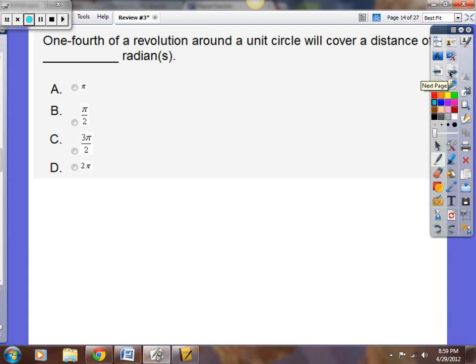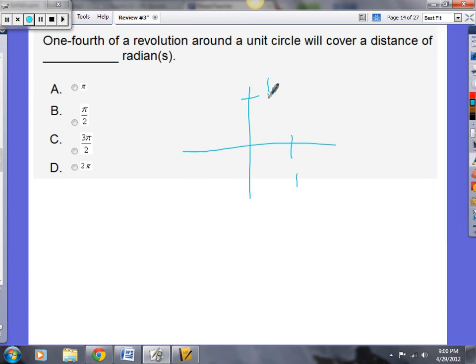Alright, 1/4 of a revolution around a unit circle is going to cover a distance of how many radians? Okay, the unit circle. That's 1, that's 1, that's 1, that's 1. So if you go and rotate 1/4 around the circle, 1/4 is going to be right there. And in degrees, we know that's 90 degrees. So 1/4 of a circle, 1/4 of 360 is 90 degrees.